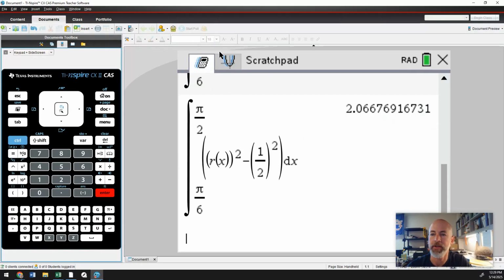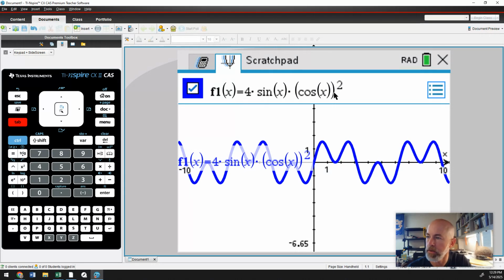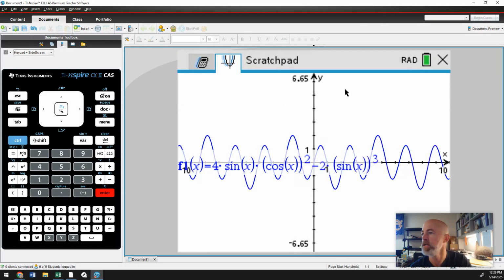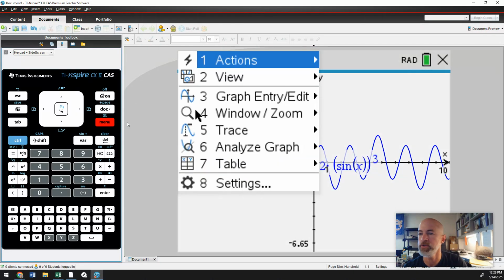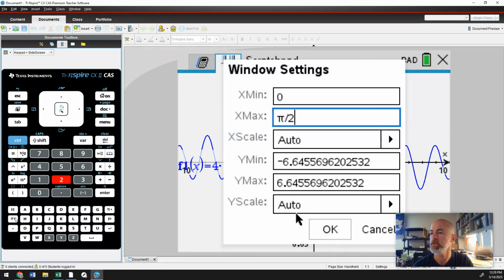So I'm going to go to my calculator. I'm going to go to my graph. And I need to graph this. So 4 sine x cosine x squared minus 2 times sine x cubed. 4 sine cosine squared minus 2 sine cubed. Enter, and we're going from 0 to pi over 2. So I'm going to change my window settings, 0 to pi over 2.